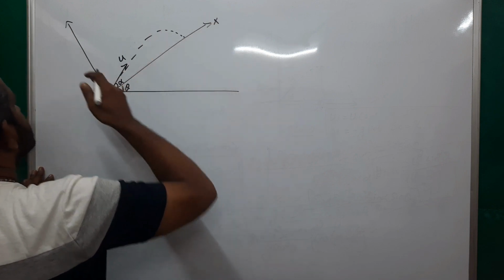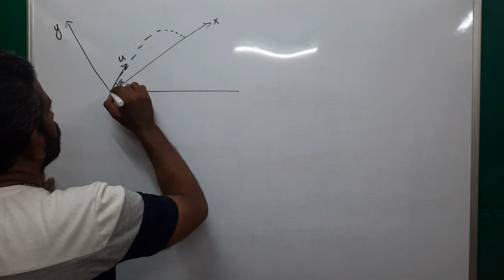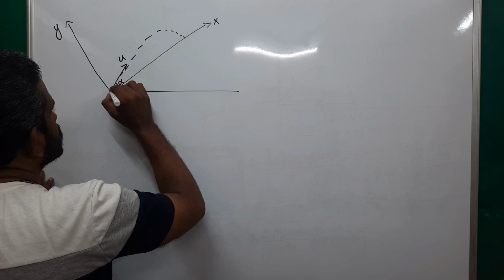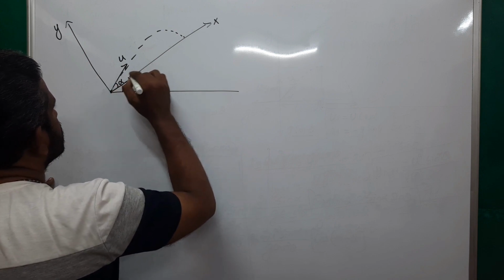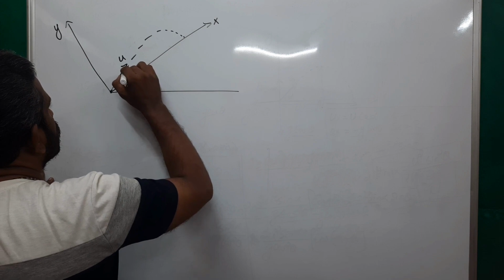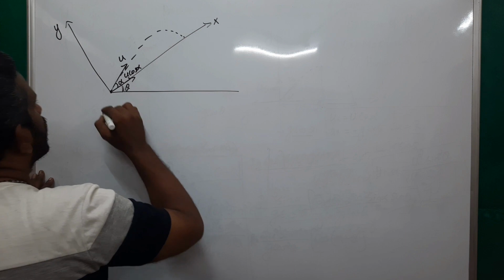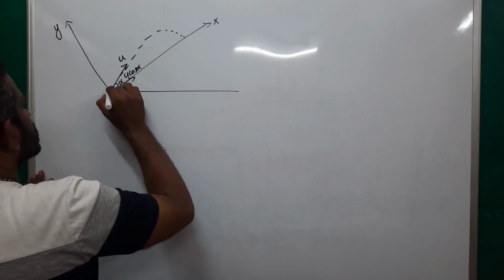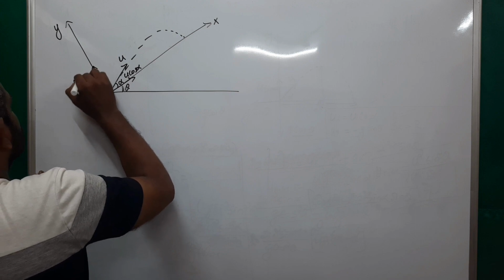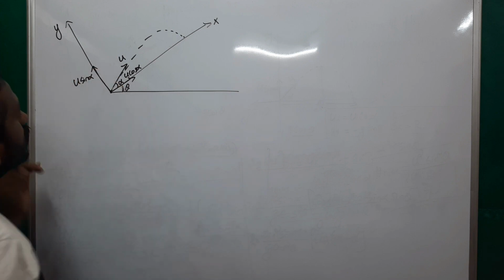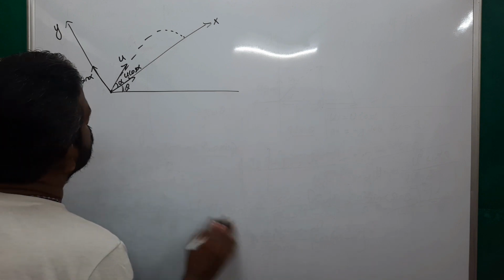So this is the x-axis and this is the y-axis. What is the initial horizontal velocity? It is acting in this direction, that is u cos alpha, and the initial vertical velocity is acting in this direction, that is u sin alpha.